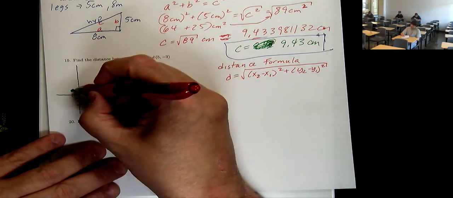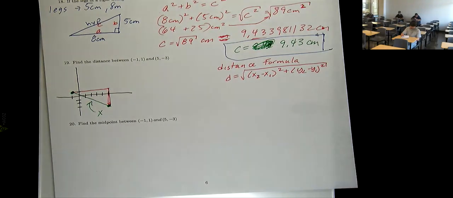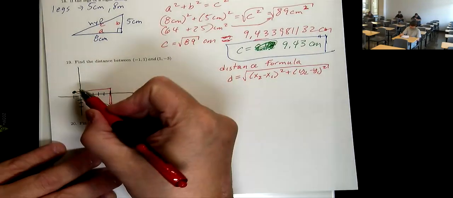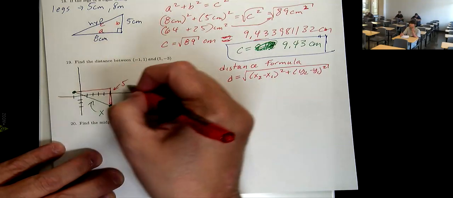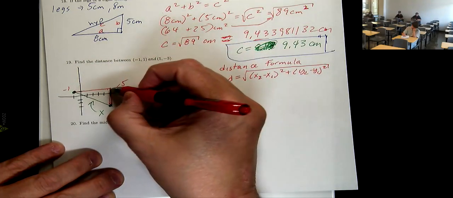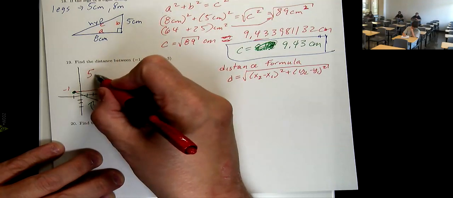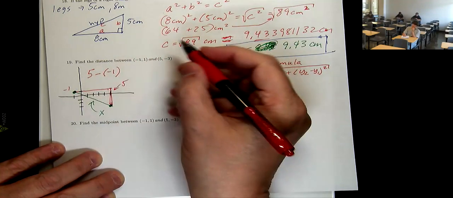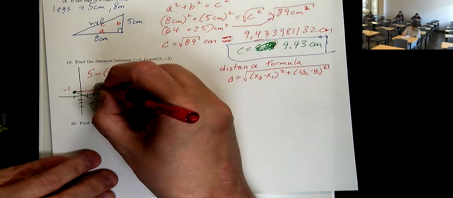So if I make this as a triangle, I just got to count how far it goes. So this is 5. This is -1. So going from -1 to 5 is 6 steps. Another way of doing it is doing the large number minus the small number. 5 minus -1 is 5 plus 1, which is 6. That side is 6.